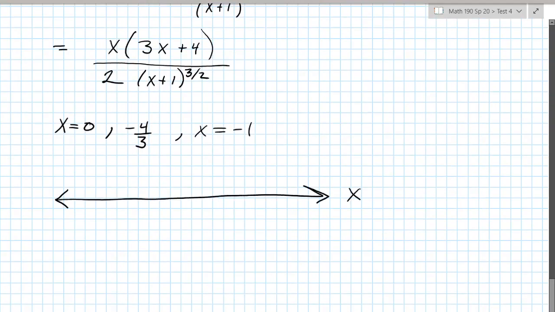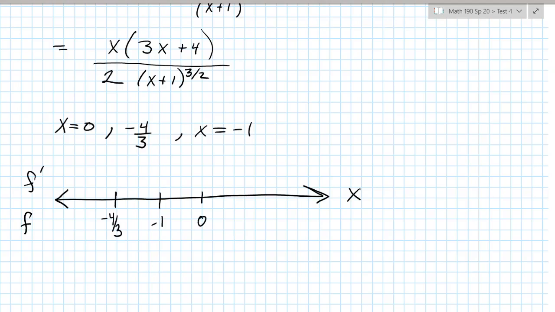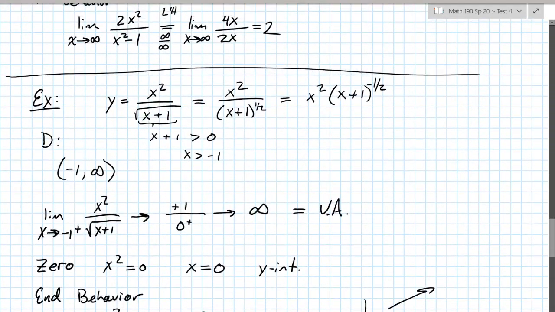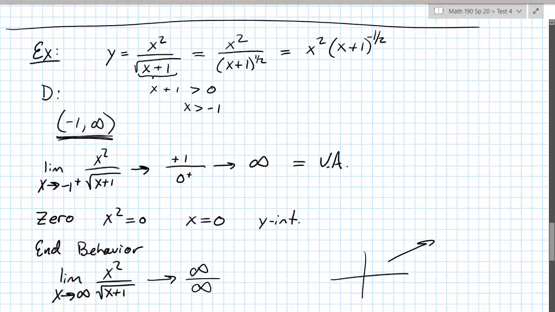We've got our number line with our first derivative and our equation. So here is -4/3. Here is -1. Here is 0. Now, one thing that we would like to remember, so that we don't have to work harder than we need to, is the original domain of the function. Notice that the domain goes from -1 to infinity.